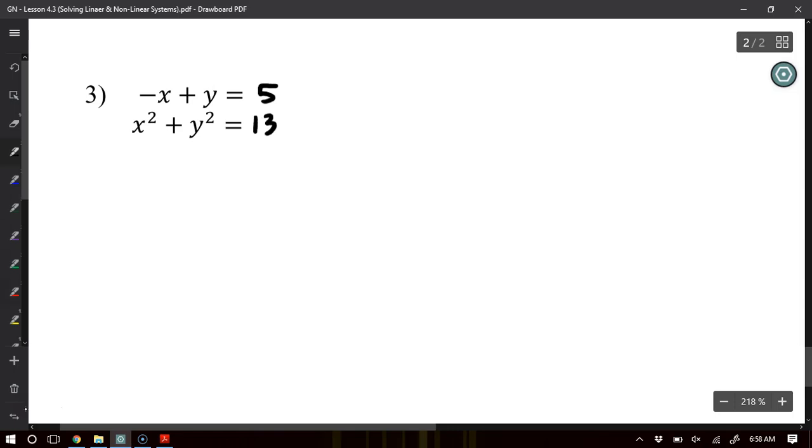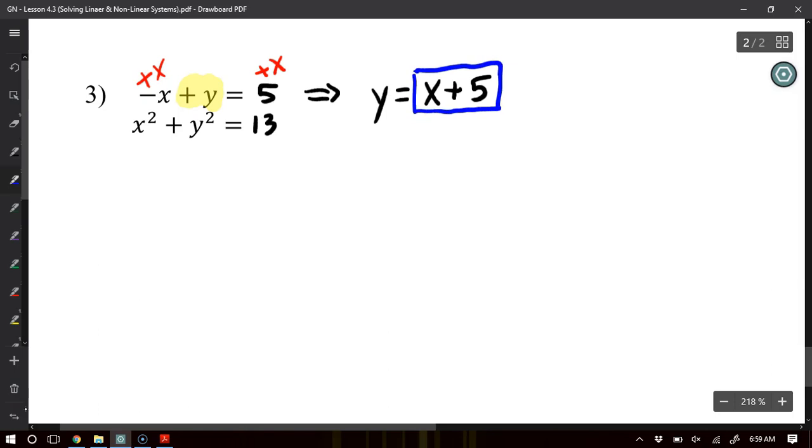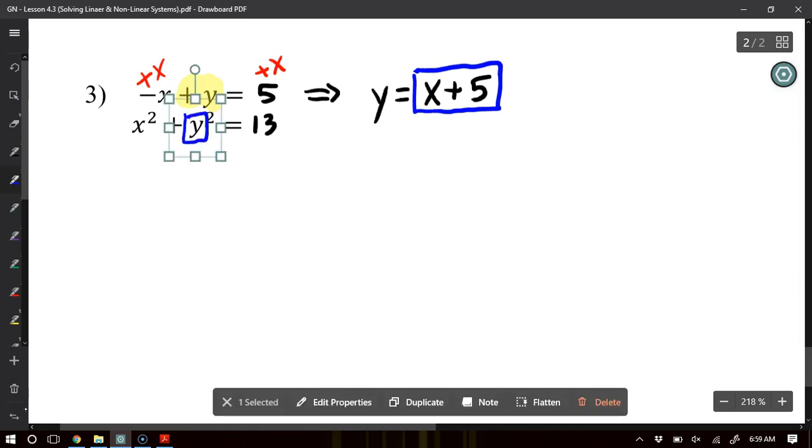Now, just like one of the previous examples, we see there is no y equals. But I notice it's this top equation that has a y by itself. So I'm going to set this top equation to be y equals. To isolate that y, I'm going to add x to both sides. And so I know y equals x plus 5. I'm going to take this expression, x plus 5, and plug it in for the y in this bottom equation. That's going to allow me to solve and find the points of intersection.